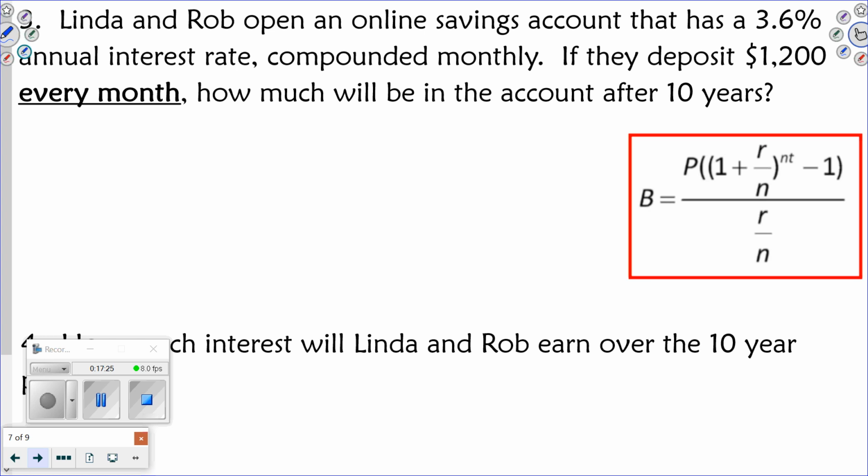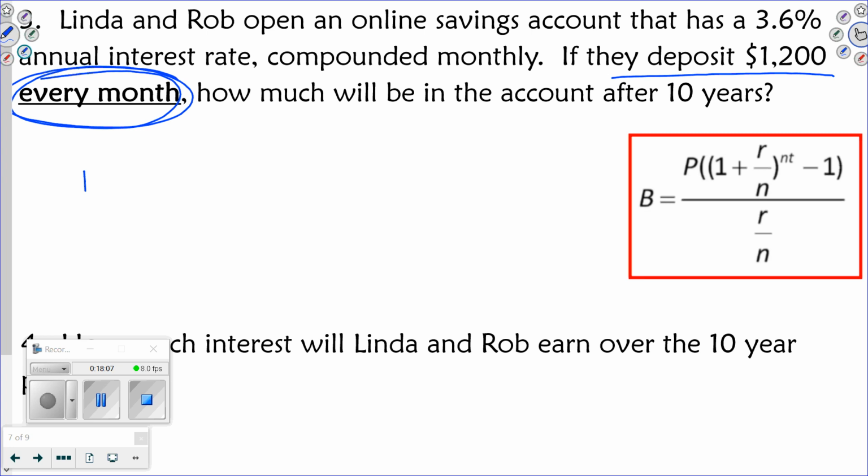All right. Number 3, Linda and Rob open an online savings account that has a 3.6% annual interest rate compounded monthly. If they deposit $1,200 every month, how much will be in the account after 10 years? So stop and think. Did it say simple interest? Did it say APY? Are they putting the money in once, or are they putting it in many times? Multiple times. If they deposit $1,200 every month, that is not a single deposit, that is a periodic deposit. They are putting it in over and over and over.